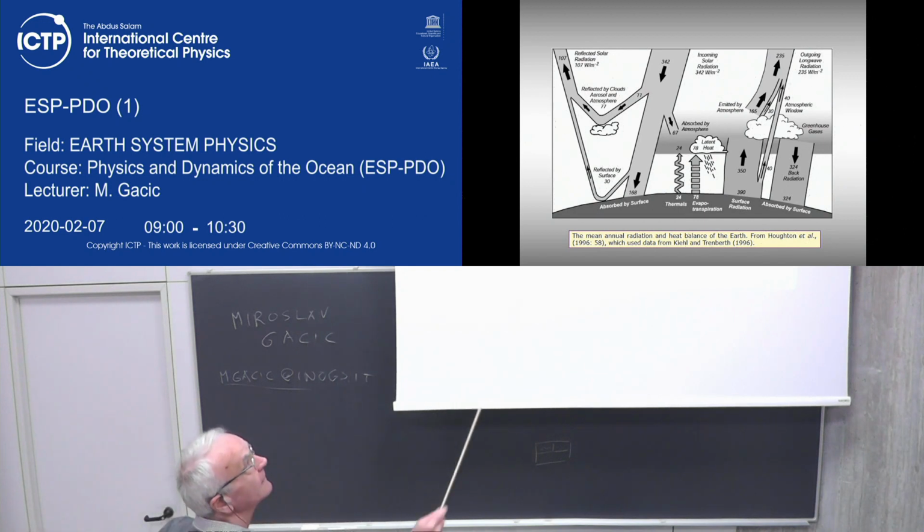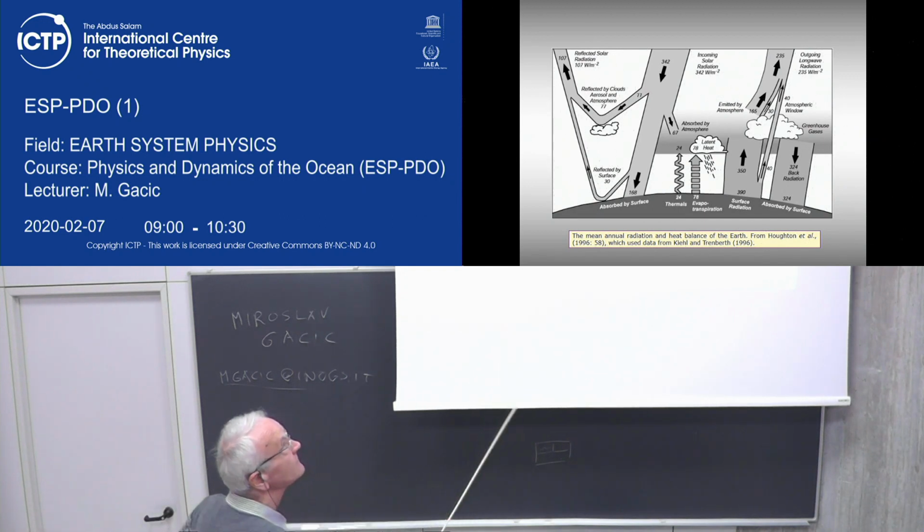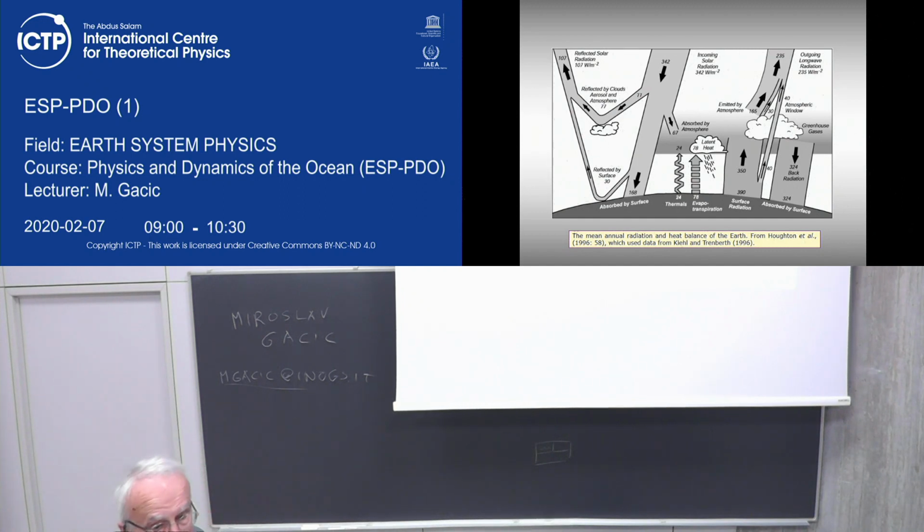Okay, so first let's see, the incoming solar radiation is like 342 watts per meter square. If you make the integral over this curve that I have shown you before, as a function of wavelength, you will get like 342 watts per meter square. This is the annual mean. Obviously it changes on an interannual scale because the intensity of sun radiation changes as a function of the state of the sun.